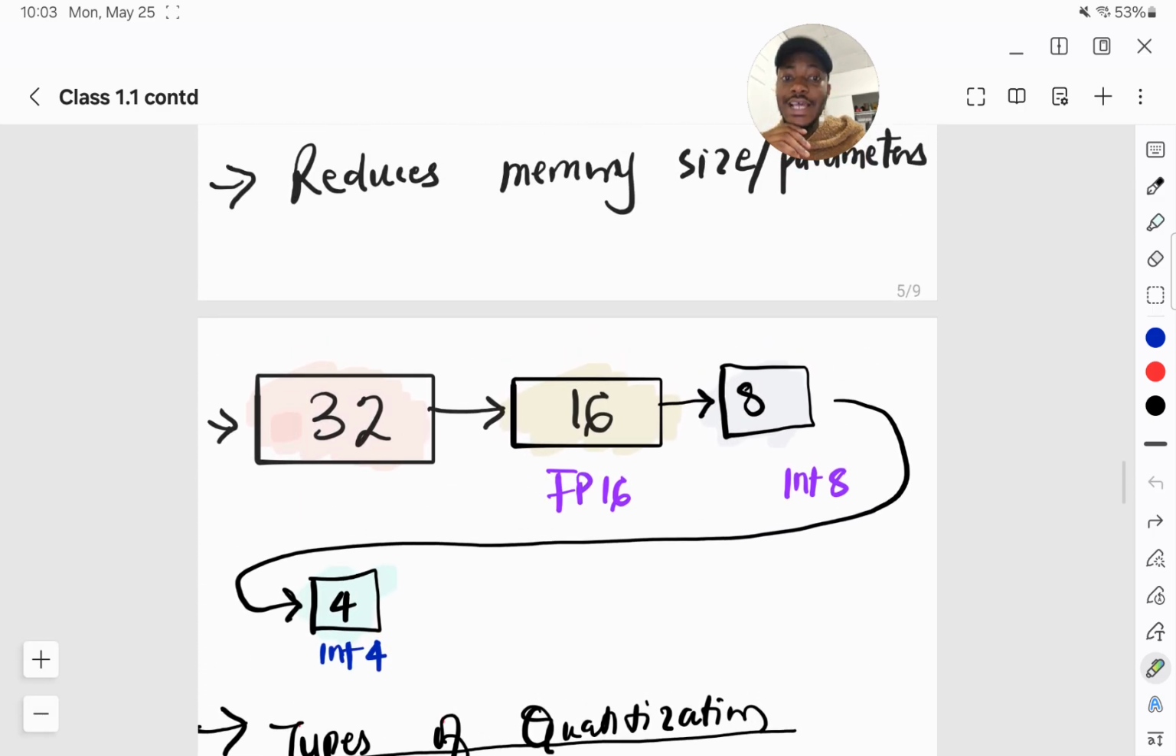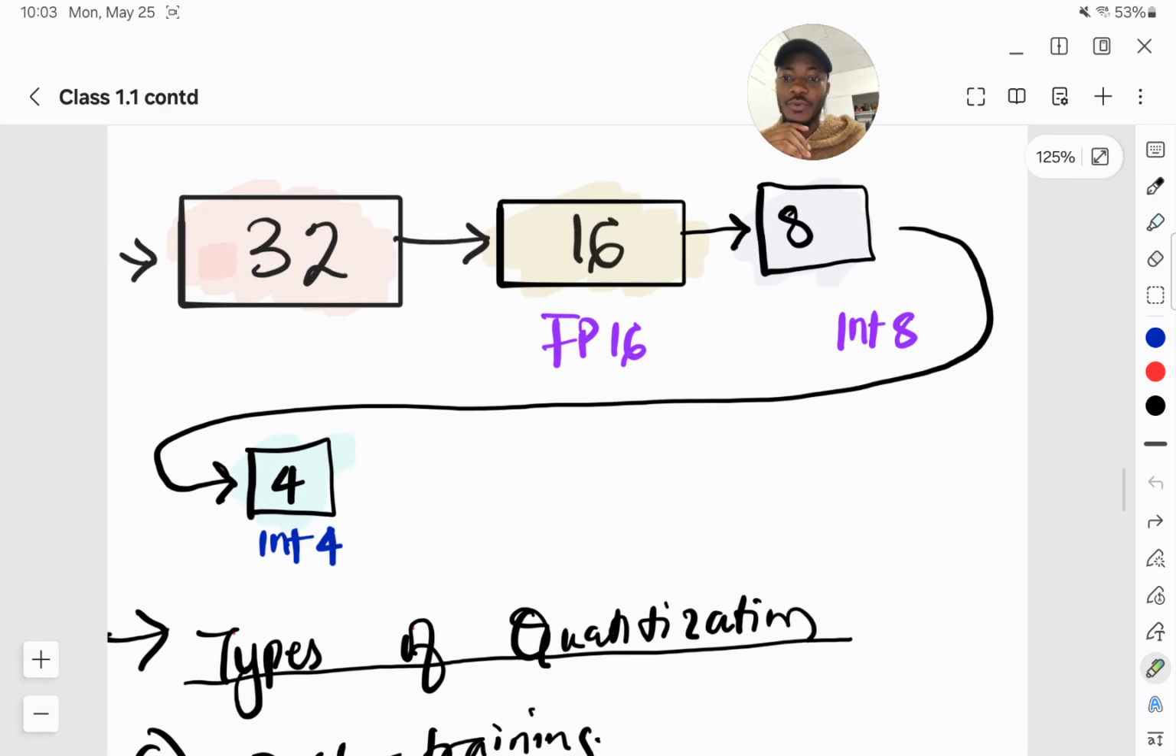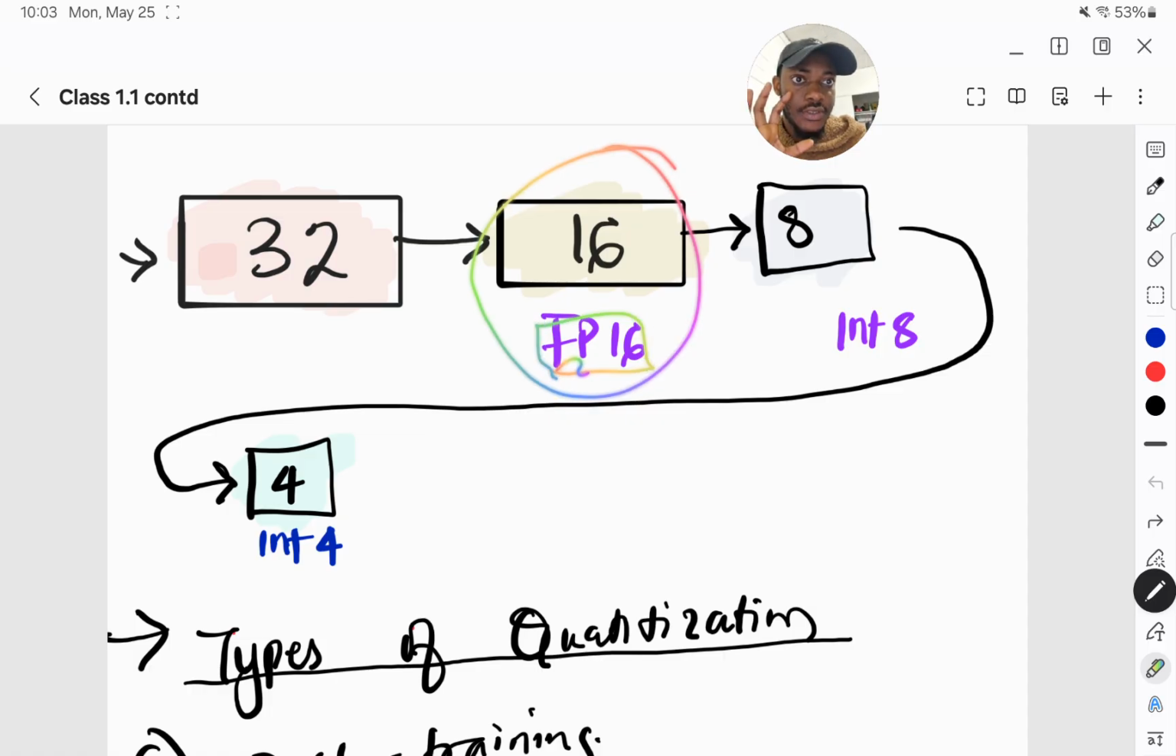So we can quantize from a 32-bit to a 16-bit floating point setting, right? And then we can even reduce from 16 to 8, and then from 8 to 4. So this is the essence of quantization, to reduce memory footprint and model parameter size. Sorry, and model size.